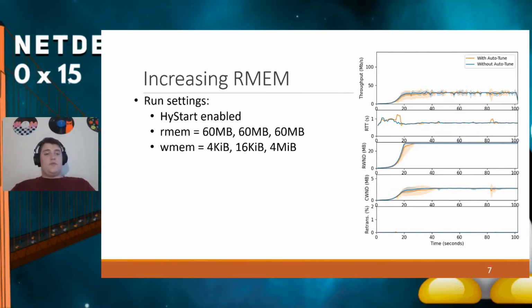As a first step, we increase the receiver memory to 60 megabytes for all values. So that means it starts with 60 megabytes, and it can only grow up to 60 megabytes. We chose 60 megabytes because it's a somewhat arbitrary number that is larger than our bandwidth delay product, meaning that we should be able to get full link utilization.